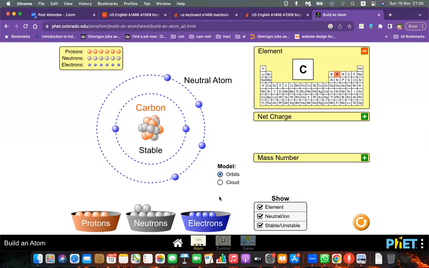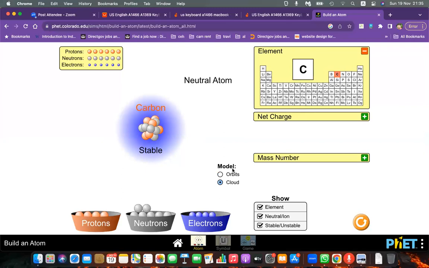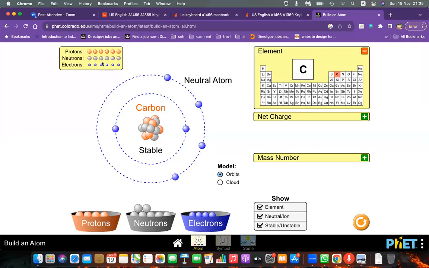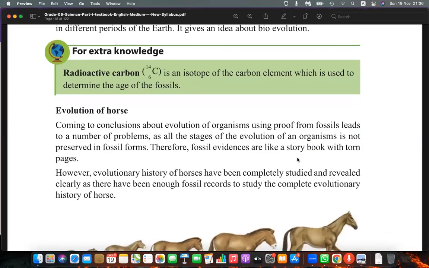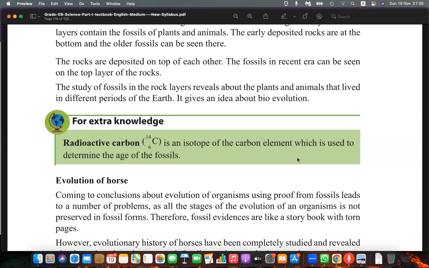This is called C12. This is the mass number. Okay, this is actually C12, but C14 means you can put 2 more neutrons. So this is actually called radioactive carbon 14, radioactive carbon. That is basically used in finding the age of fossils.